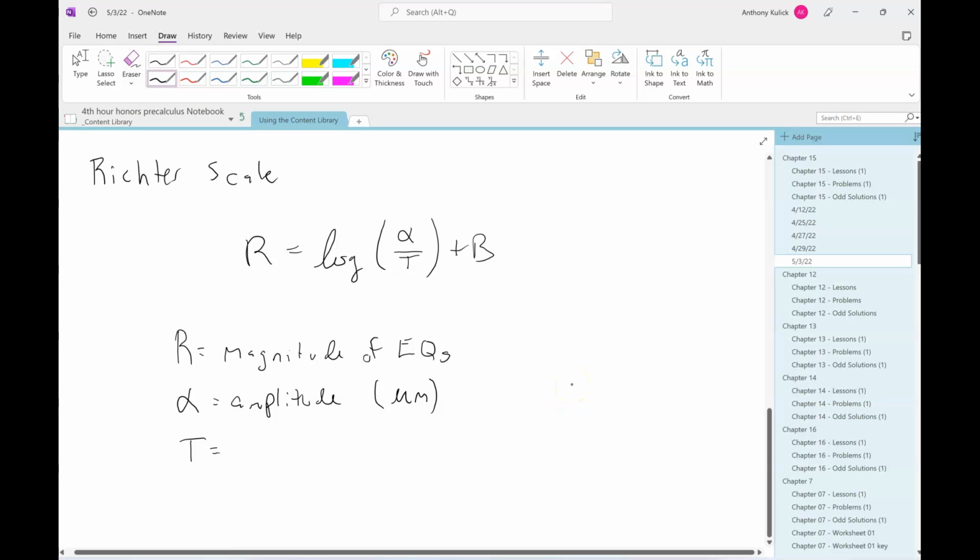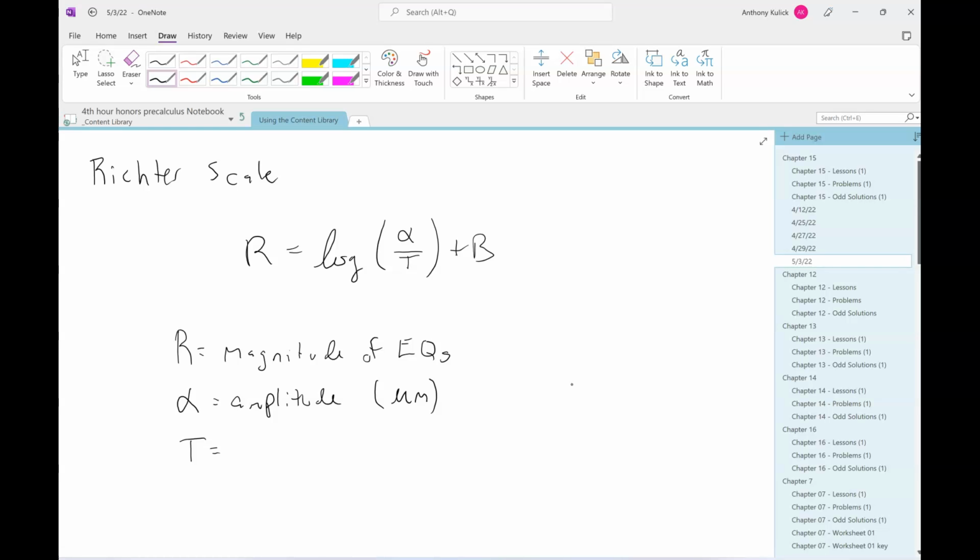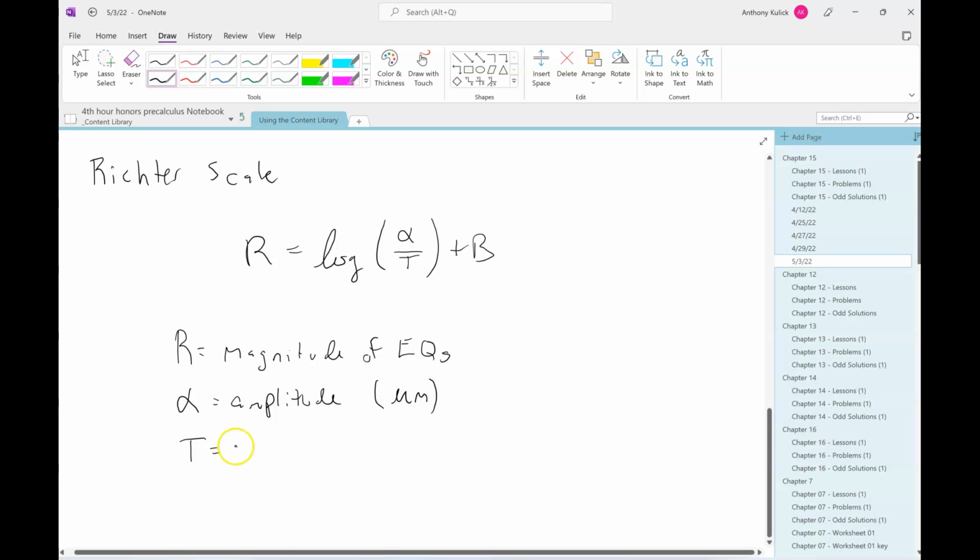T is the time it takes for the ground to go from base level, up, down, and back to base level. In the parlance of trigonometry, that would be the length of a period, right? Where we've gone up, down, and then back to the midline. And that period is measured in seconds.